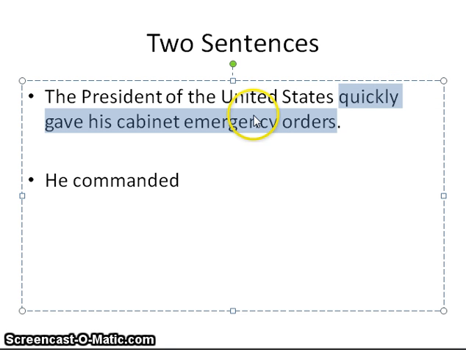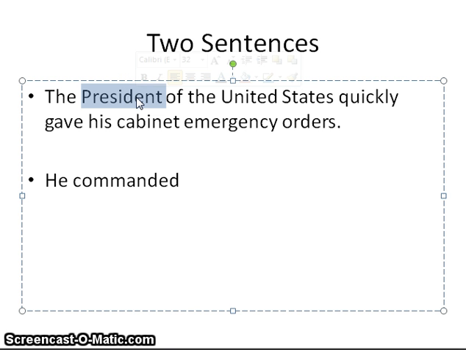So what do I mean when I say simple subject, simple predicate? Well, I can boil down the President of the United States to one specific word that captures most of the meaning of that phrase, president. And when I look at the description, there's one word that jumps out that's really controlling all the rest of the details, and that's the word gave.